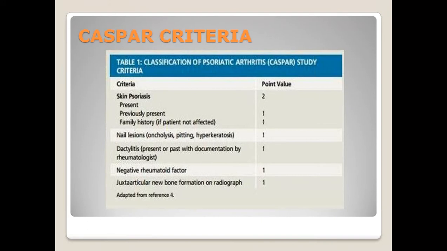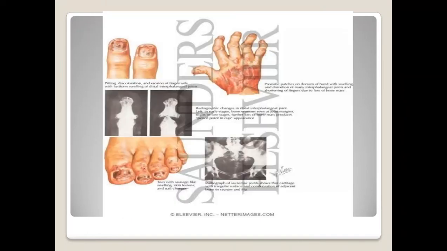And the CASPAR criteria for psoriatic arthritis is whether skin psoriasis is present, or previously it was present, or any family history is present, or there are any nail lesions like onycholysis, or there is any dactylitis, or there is a negative rheumatoid factor, or juxta-articular new bone formation on radiograph. This is what the CASPAR criteria is. Here you can see, it's not clear, but you can see the nail involvement, the skin involvement here, and the joint involvement here.